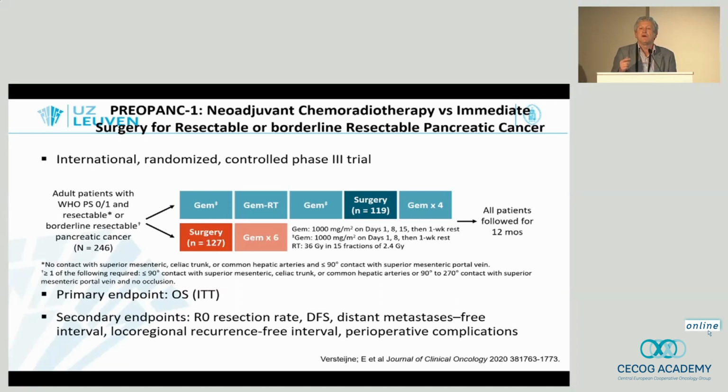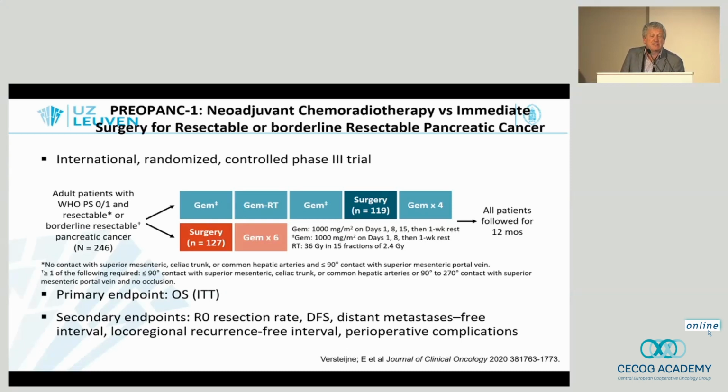The study was done a couple of years ago before we had the data of Thierry and the PRODIGE group in this setting. The study is not very large for a phase 3 study. It's only 246 patients. And they call them borderline resectable or resectable patients. I don't want to repeat this too many times, but borderline resectable, and still a randomization towards resection in this setting. So that already puts in some weaknesses in the data.